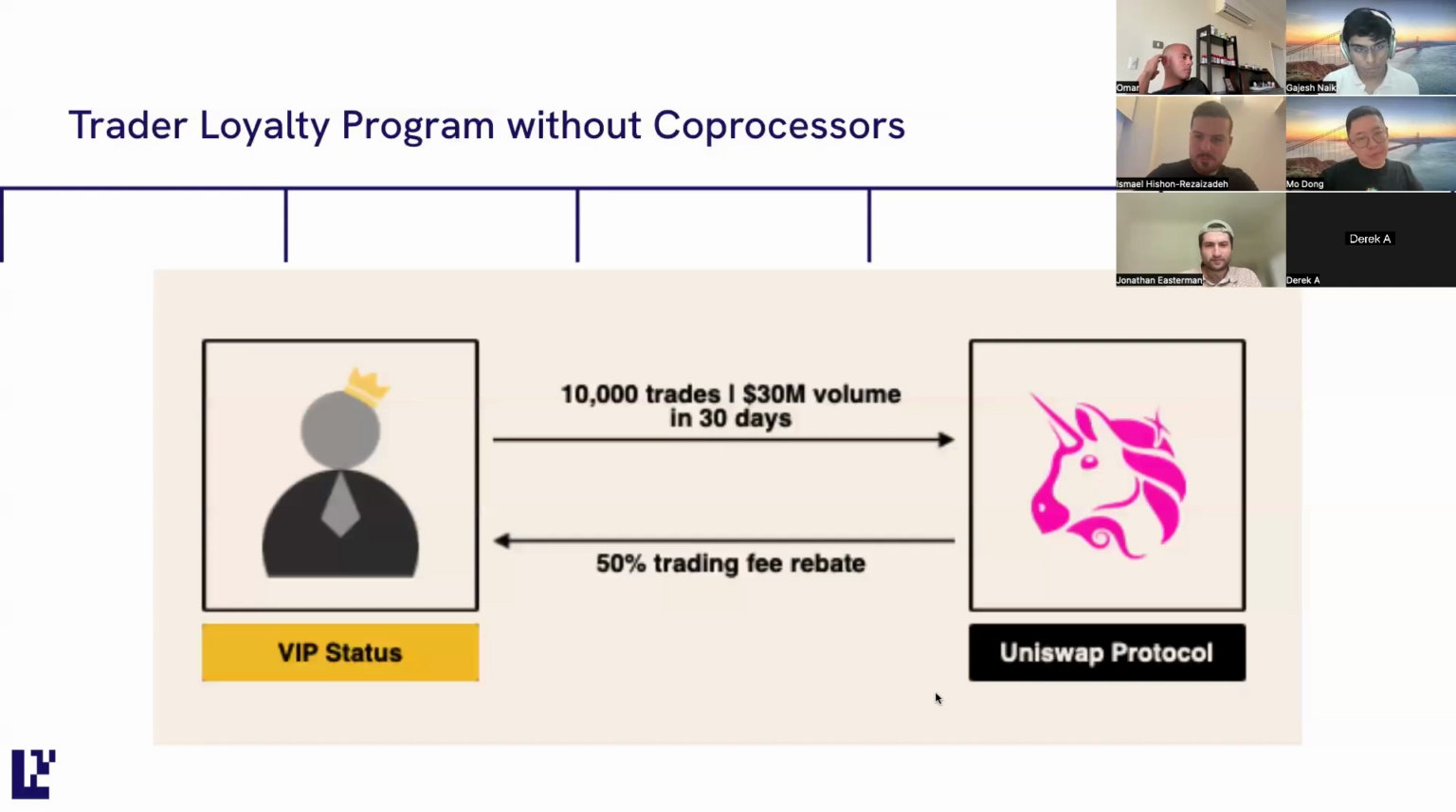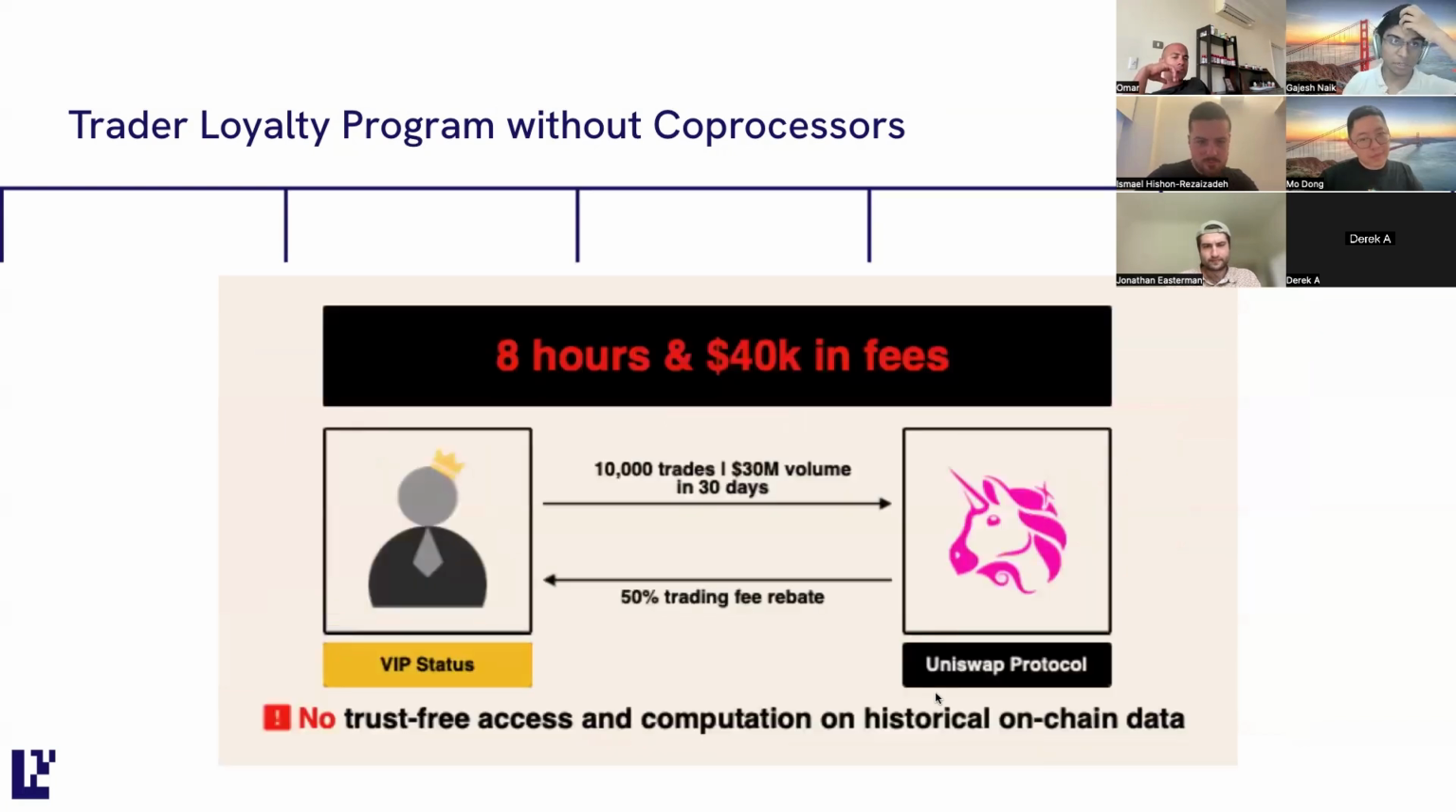Say Uniswap wants to give a 50% discount to whoever has done 10,000 trades or $30 million in volume in the last 30 days. You can't implement that. Well, you can implement that, but it takes 8 hours and 40K in fees, and there's more. There's also no trust-free access and updating of short logic data.